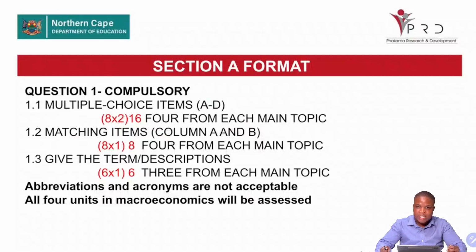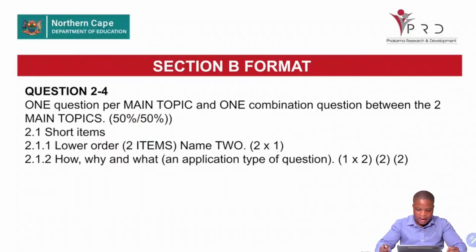1.3 is your description. You don't like answering this one. However, you need to start answering this. Do not leave empty spaces. Right, so this one is 6 questions, 1 each, and then 3 they are from macroeconomics, 3 they are from economic pursuit. And on this 1.3, you are not allowed to write GDP. If the answer is GDP, you must write it in full to say gross domestic product. On question 1, you are not allowed to shorten any answer.